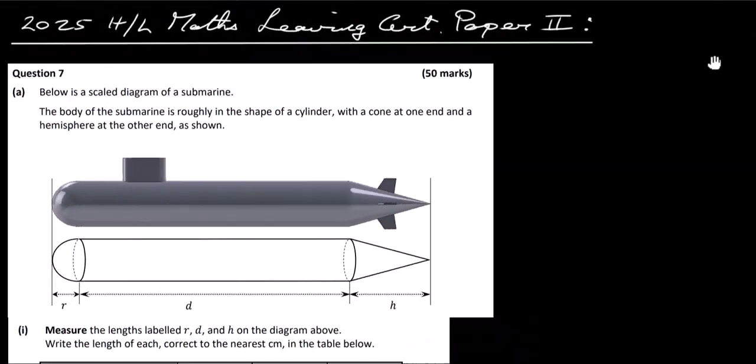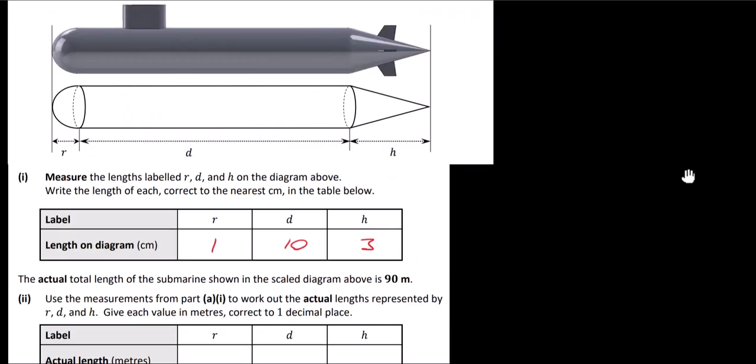Okay, so this is the 2025 Higher Level Maths Leaving Cert paper 2, question 7a. Below is a scale diagram of a submarine. The body of the submarine is roughly in the shape of a cylinder with a cone at one end and a hemisphere at the other end as shown. Measure the lengths labelled R, D and H on the diagram above. Write the length of each correct to the nearest centimetre in the table below.